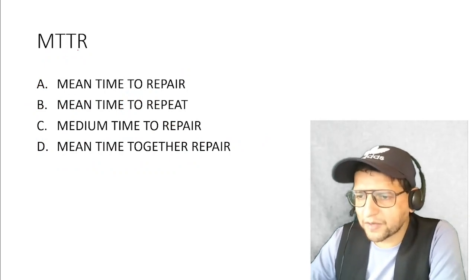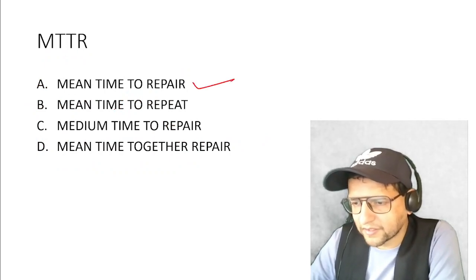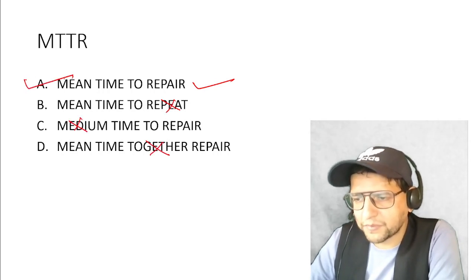Like mean time to repair. Mean time to repair, this is right. Mean time to repeat, no. Medium, no. Mean time, no. So A is the right one. Mean time to repair.